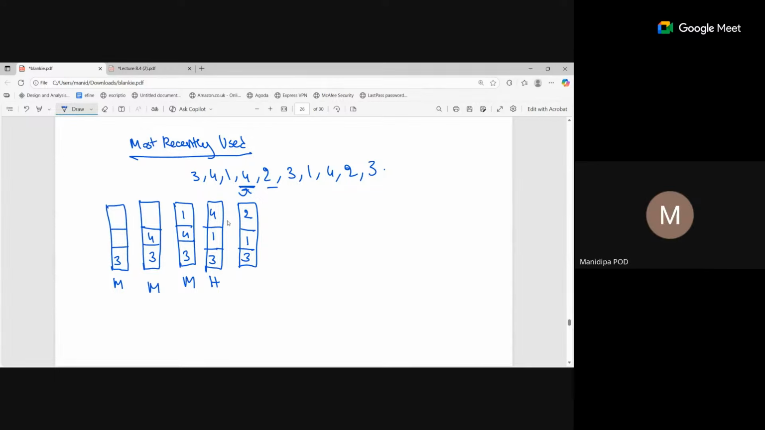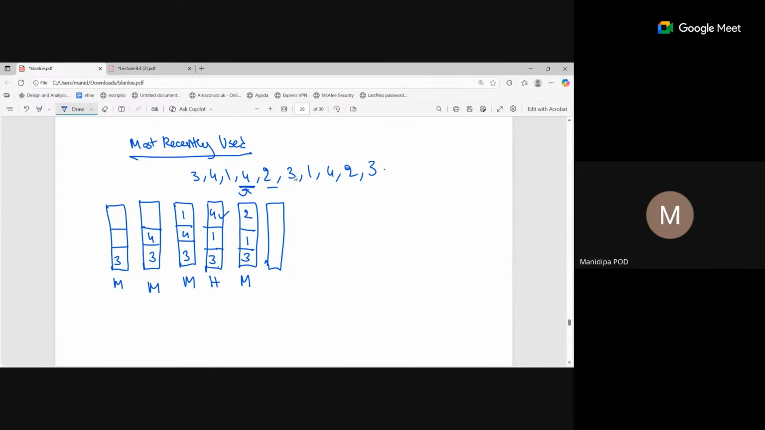2, 1, 3. This is most recently used. So the most recent page frame is 4. That is replaced. Earlier we would have replaced 3, the least recently used. Now 4 is removed. In that place 2 comes. This is also a miss. Now you have 3.